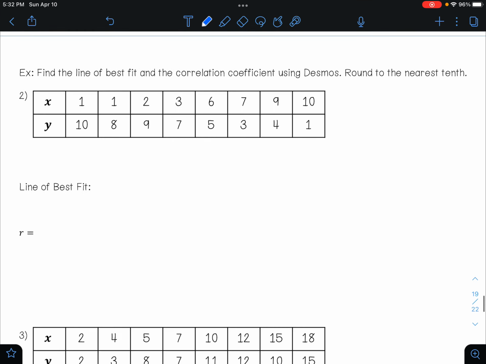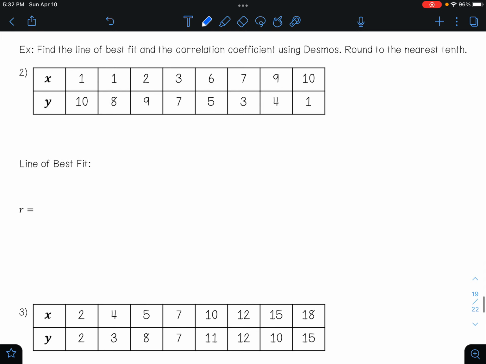Let's look at example 2. It says find the line of best fit, so that means the equation, and the correlation coefficient, so that's R. So here they're finding R, and here the line of best fit is the equation of the line. Using Desmos, round to the nearest tenth. If we're rounding to the nearest tenth, then we're rounding to 1 decimal place. So let's go ahead and do that in Desmos.